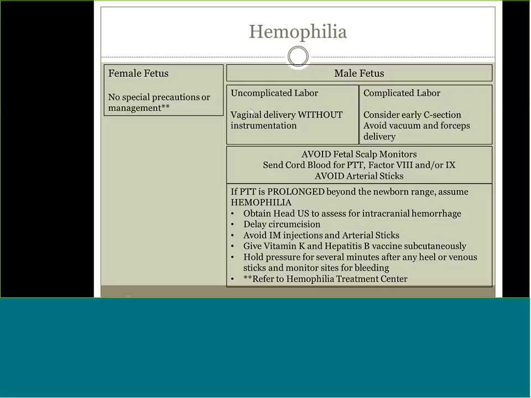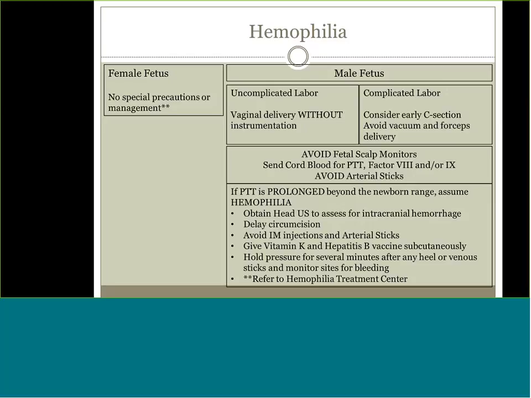If it's a male fetus with uncomplicated labor, you can consider a vaginal delivery, just knowing that you do not want to do any instrumentation. You don't want to use forceps, you don't want to use vacuum, so this has to be a very smooth delivery. If there's any sort of complicated labor, consider early C-section, and again, avoiding excessive manipulation if you can in the C-section. In both of these cases, you want to avoid fetal scalp monitors.